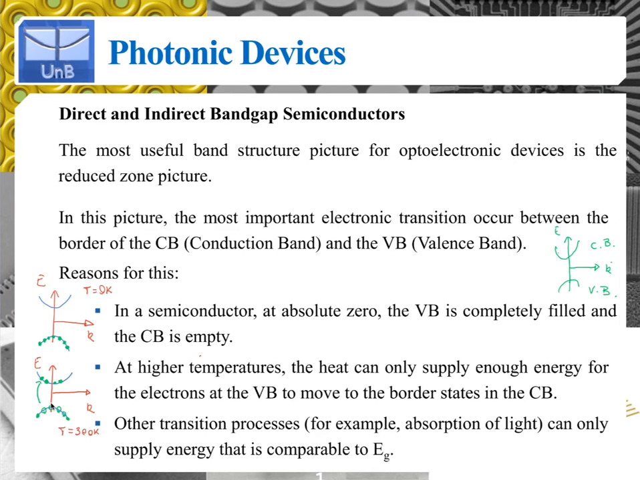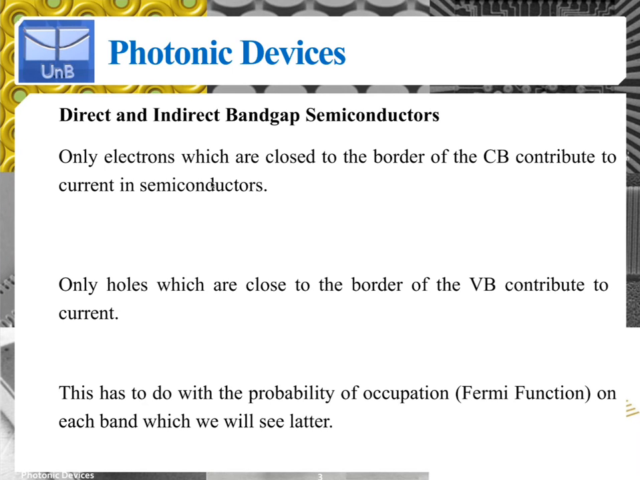So these transitions between valence band and conduction band and vice versa can happen through other processes besides temperature. Okay, so absorption, emission, but these are processes that we'll account for later. Other important information is that only electrons which are close to the border of the conduction band contribute to current in semiconductors, and only holes which are close to the border of the valence band contribute to currents. And this has to do with the probability of occupation, which is the Fermi function, which we'll see later.